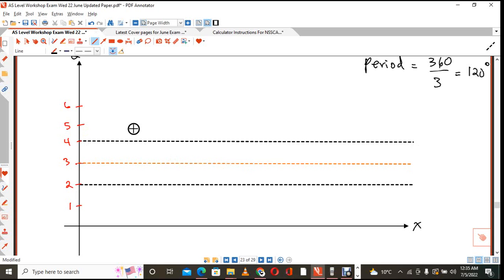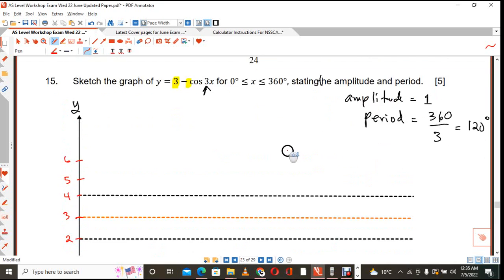Okay, what other information do I need to know? Well, I know that the graph repeats itself after every 120 degrees. So I'm going to divide my x's at the bottom. So that's going to be 120, and that's going to be 240, for example. Okay, so you are adding 120 every time, and that is going to be 360, because you're supposed to sketch this between 0 and 360.